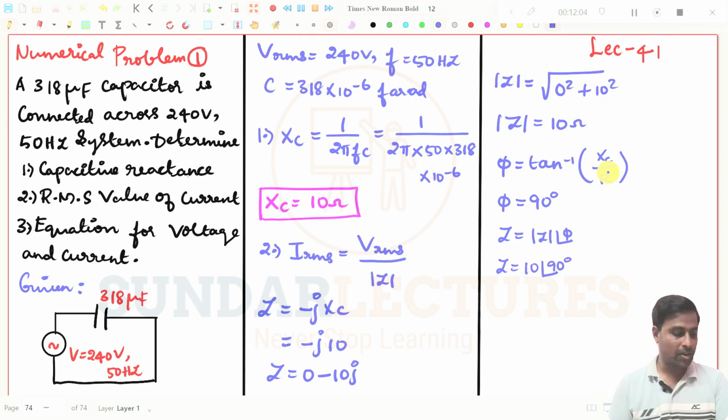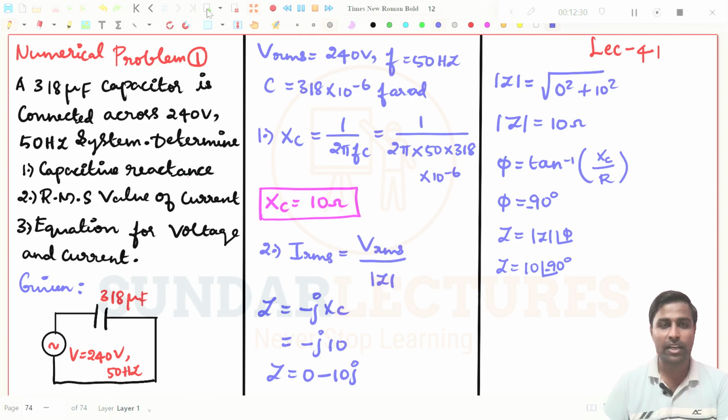Sorry, this will be minus 90 degrees. I forgot to write the minus. Infinity will give you minus 90 degrees, right? So the Z value becomes 10 at an angle of minus 90 degrees. So this is the final value. Now we can substitute this modulus of Z into IRMS is equal to VRMS by modulus of Z.